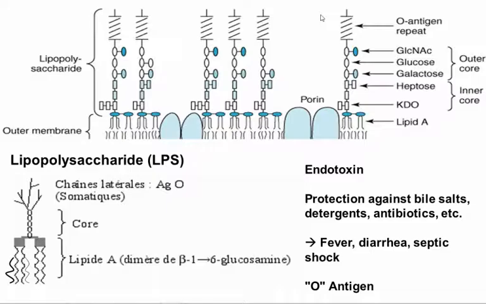Last thing you need to know about this is the O antigen. O is for O-sugars. Because they are variable, they can be used for the identification of different bacterial strains, below the species level, different substrains.